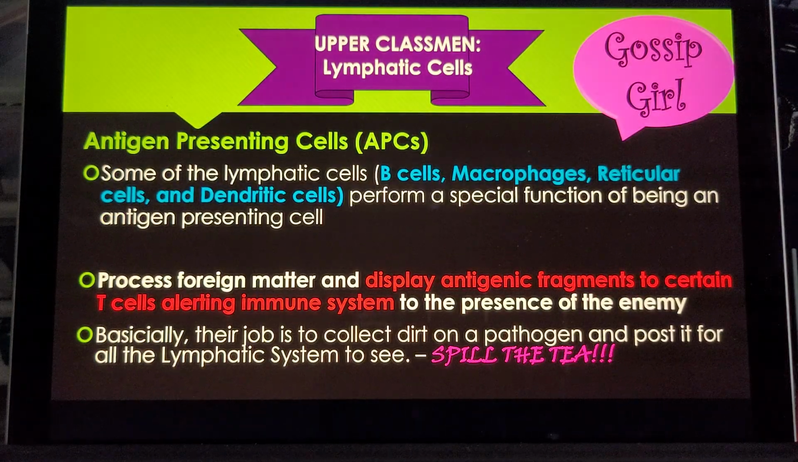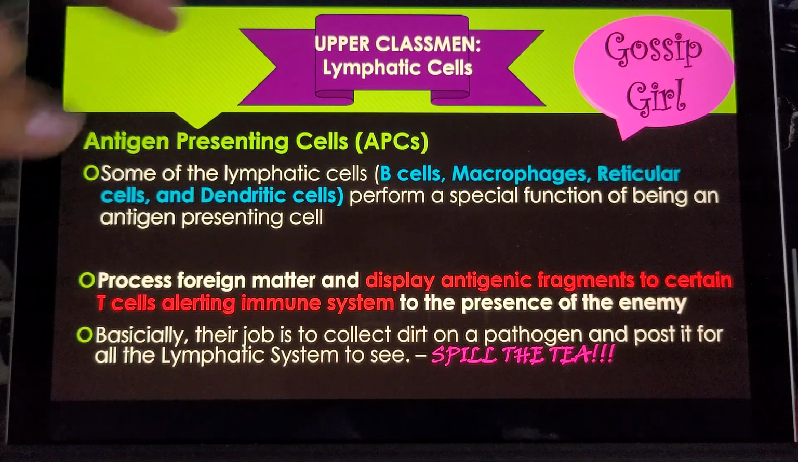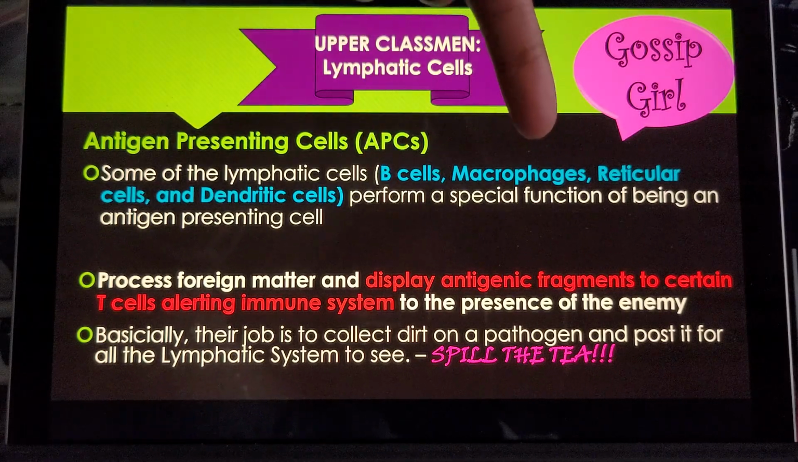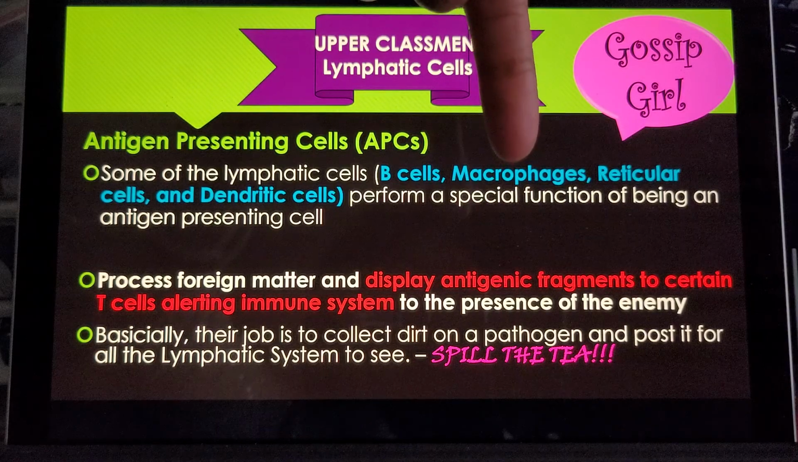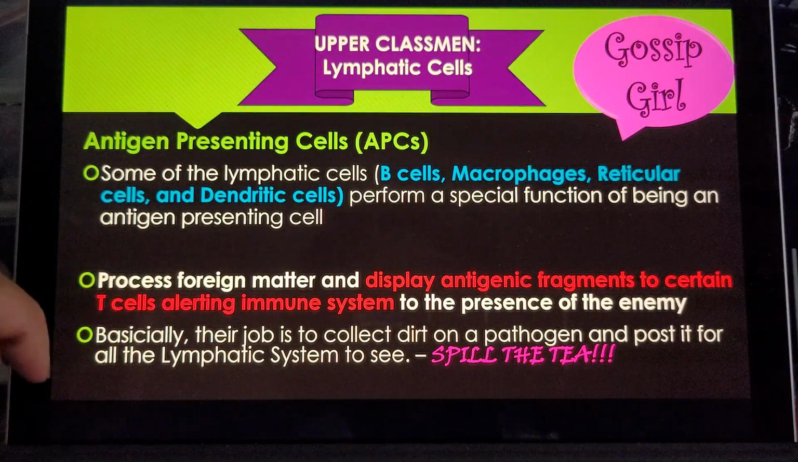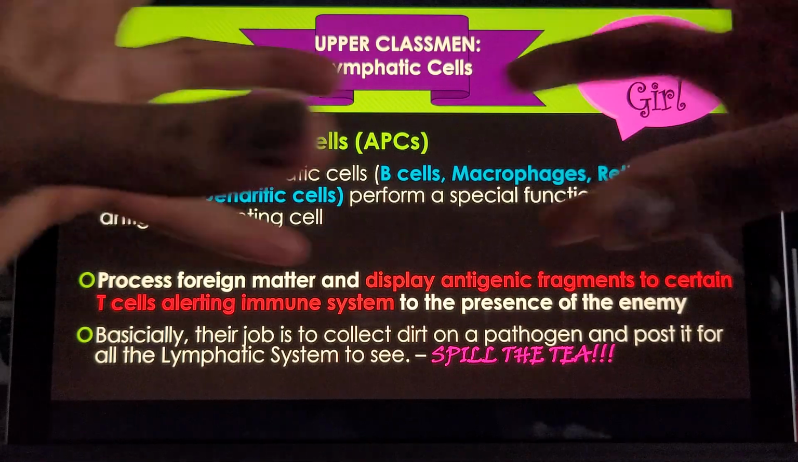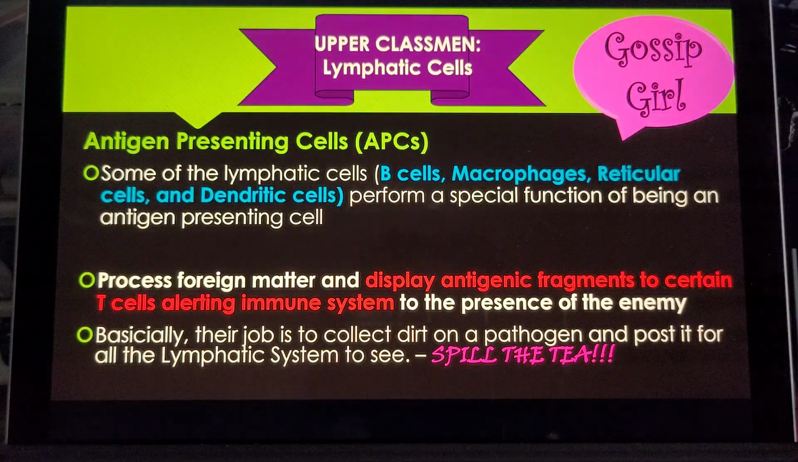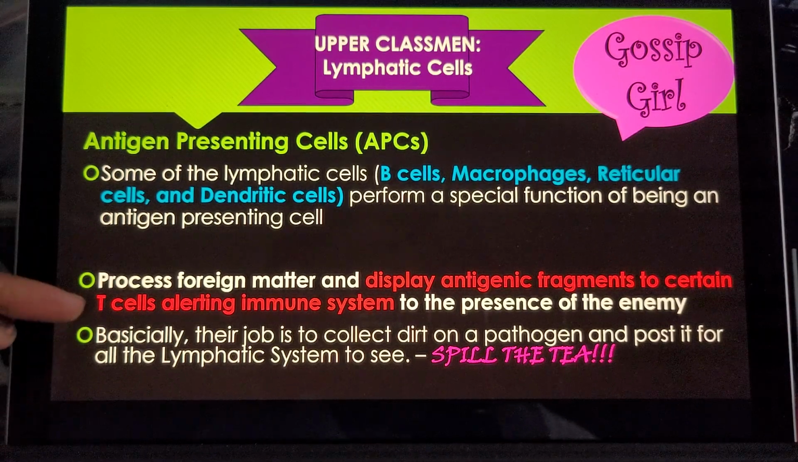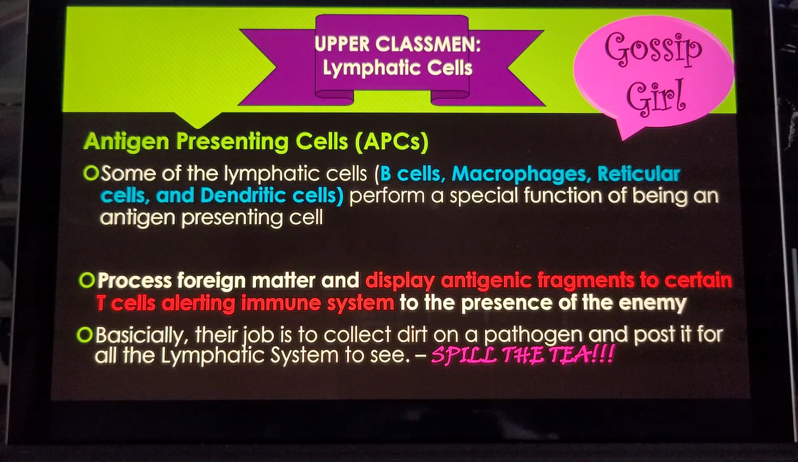So let's start with the antigen presenting cell that I named Gossip Girl. So their job, again, they're going to go through phagocytosis. We have our B cells, and they help to activate your T cells, by the way. Your macrophages, your reticular cells, and your dendritic cells, all of them will gulp up the foreign pathogen, take that foreign glycocalyx, display it on the outside of their cell, and therefore be able to activate other cells. So, for example, your T cells will be activated during this process, and therefore they can start their immune response.